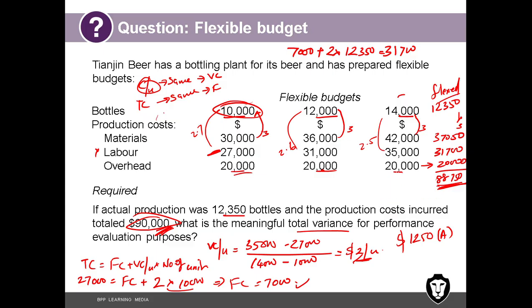Another student can do this directly with the total also. How? Get the total here, 77,000. Get the total here, 97,000. Straight away apply the high-low method for this one, and get the total cost for 12,350. Do you want to see how?